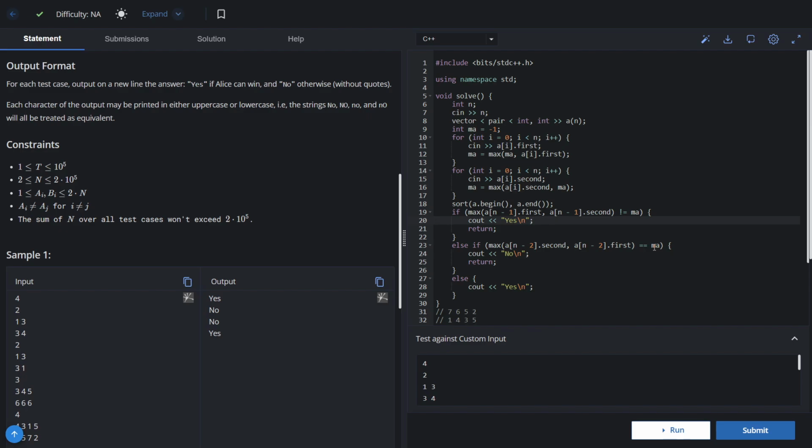Why so? Because by the algorithm, whichever card she picks, Bob will have either of the last two cards remaining. So even if she chooses one of those, one will always be equal for Bob, and we have to make sure that she is winning. Even if it's a draw, she is not winning. So in that case it's no. For the rest of the cases it will be yes, because we have already taken care of the cases where she is sure shot not winning. So that was all for this question, guys.